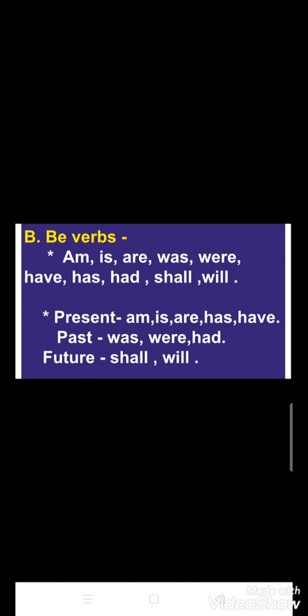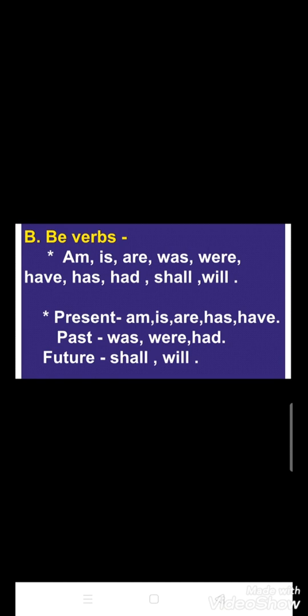Now, the next category is be verbs. Here, for your convenience, I have mentioned the be verbs, and they are am, is, are, was, were, have, has, had, shall and will. And students, we can categorize these be verbs into 3 categories on the basis of tenses. In present tense, the be verbs are am, is, are, has and have. The be verbs which fall under the past tense are was, were and had. And at last, the be verbs which fall under the future tense are shall and will.